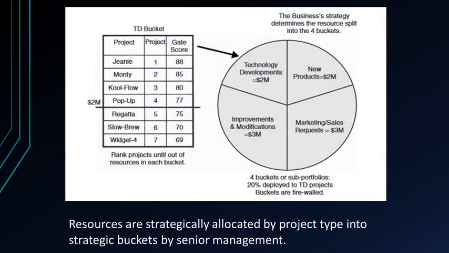Now, here is the technology bucket. Resources are strategically allocated by project type into strategic buckets by senior management. So here we have the TD bucket in the table to the left, showing each of the projects: Genie, Monty, Coolflow, Pop-Up, Regatta, Slow Brew, and Widget 4. Each of the projects are ranked according to their gate score. And then they are placed into the relative bucket to ensure that they have the resources required to get them through the basic stages of the stage gate process, so that it is not killed outright at the start.